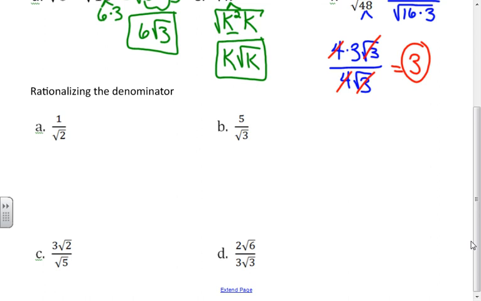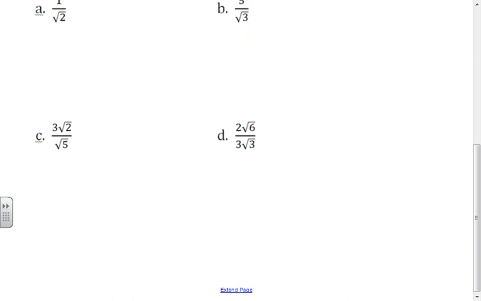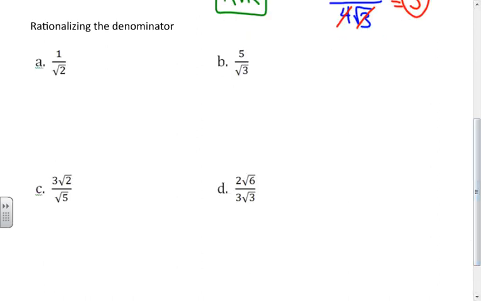Just a couple of quick practice problems on rationalizing the denominator. Most of your denominators in trig are going to be square roots of 2, square roots of 3, square roots of 5, and so the rationalizing is pretty small numbers. So this is what cannot stay, so we multiply top and bottom by the square root of 2. So this becomes the square root of 2 over 2. Nothing can be canceled. That's lowest terms.